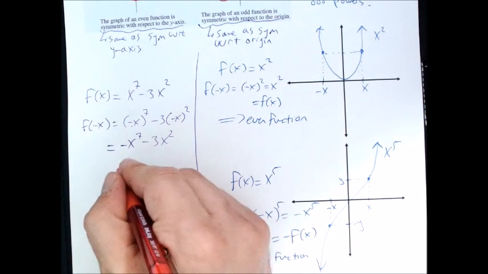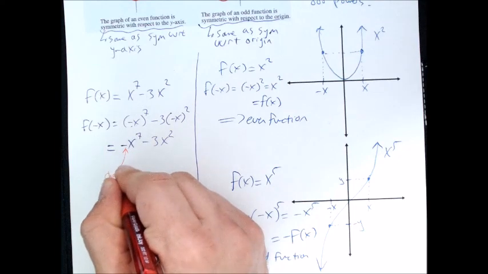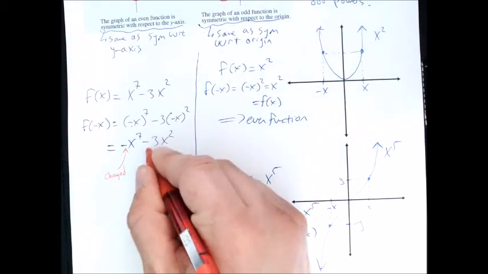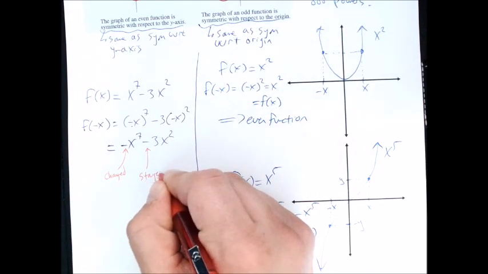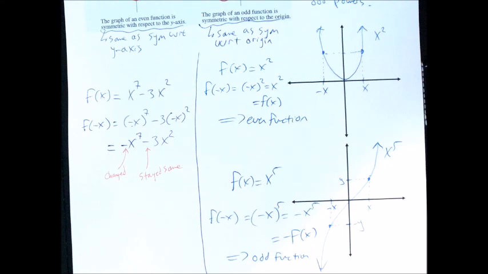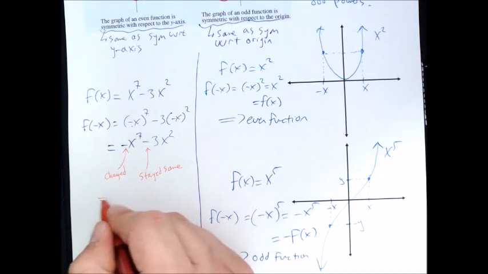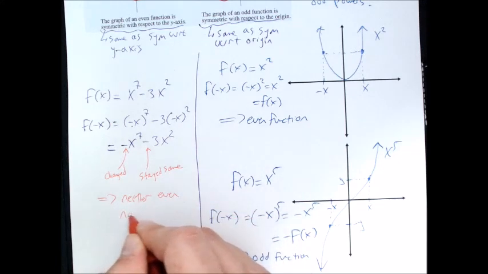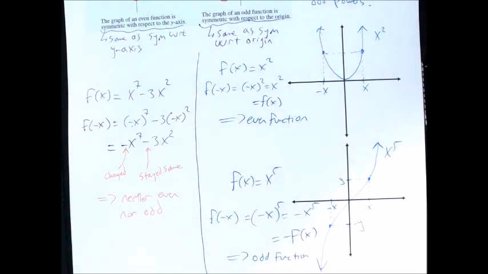And so what we see here is this negative sign changed, which implies odd, but this negative sign stayed the same. And so we had a little of both in that one. It didn't completely stay the same, it didn't completely switch all the signs, and so this is neither. It's neither even nor odd. And so in other words, that one just doesn't have symmetry with respect to anything. If we graph that one, it's not going to be symmetric. It's going to be all over the place.